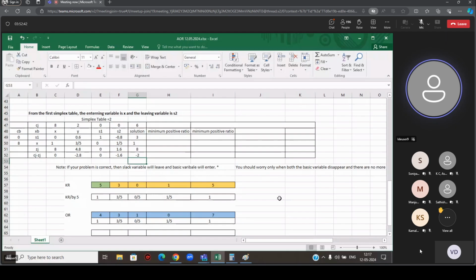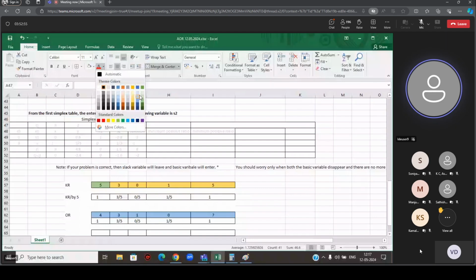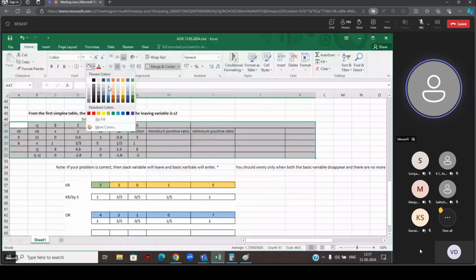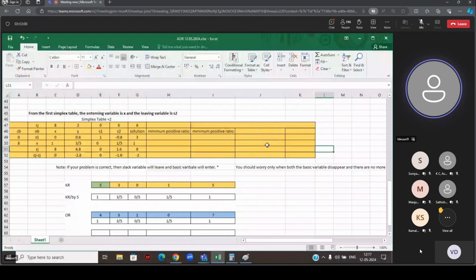Now you see in this table, this table is very, very important. Focus on the Cj minus Zj values. You see here: 0, minus 2.8, 0, minus 1.6, minus 2. Now I have written something here. You see here.